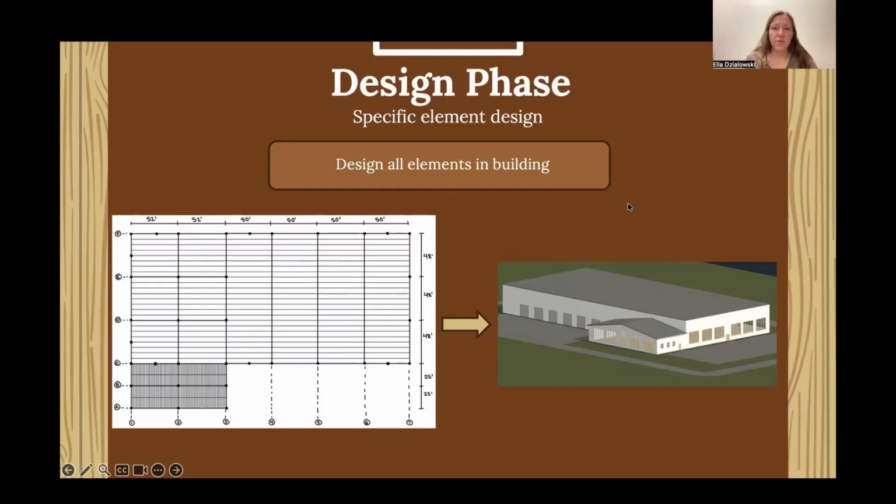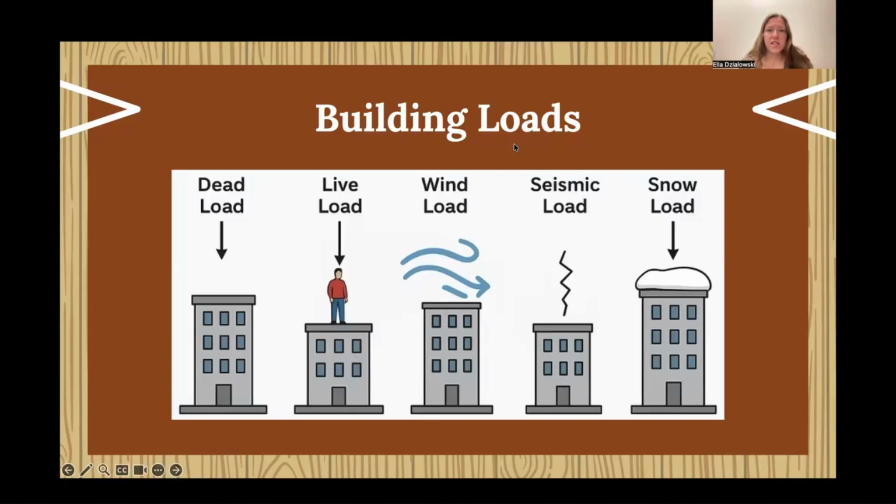After the schematic phase, we moved to the design phase, and this is where we started to design all of the elements in the building. The first step of the design phase was to figure out what loads would be applied on the building. In terms of vertical loads, the dead load and live load controlled because the snow load in Tennessee is pretty small, so those were the loads that we used for our vertical design.